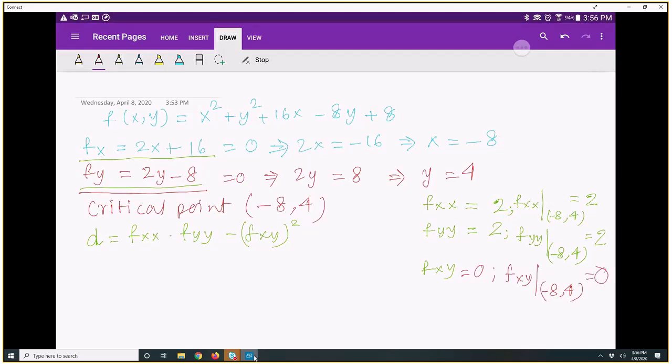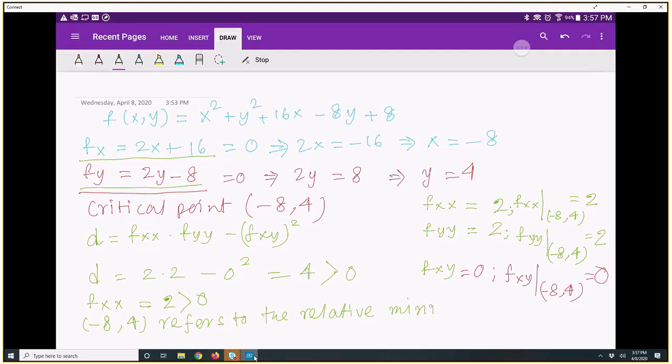I come back, put these values in my formula, and I will get D equal to 2 times 2 minus 0 squared, which is 4. Remember, that's greater than 0. That tells me to check the sign of f x x. Well, f x x is equal to 2, which is also greater than 0, which tells me negative 8 comma 4 refers to the local minimum. Relative minimum. That's just the rule, relative minimum.